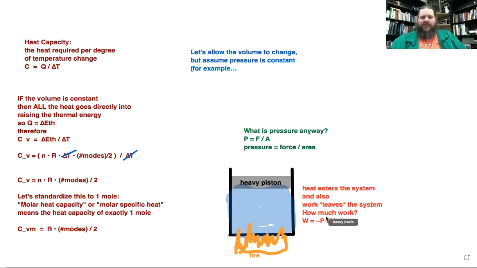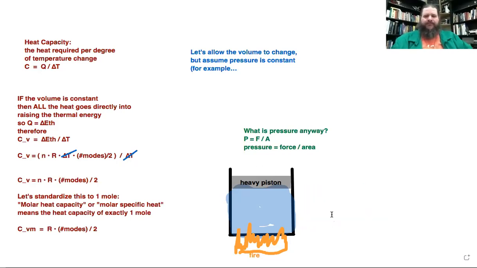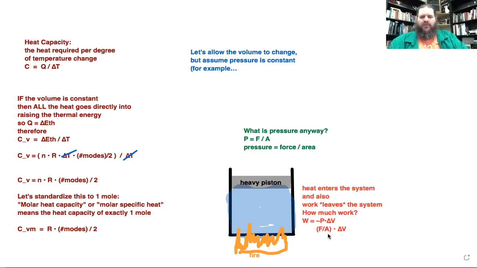The reason this works ultimately, if we substitute the formula for pressure here, pressure is force over area, multiplied by change in volume. We can rearrange this a little bit and write it as force times change in volume over area. And think back to geometry. What happens if you take a volume and divide by an area? What would you get?